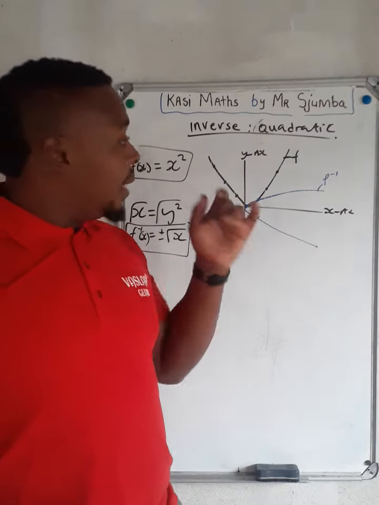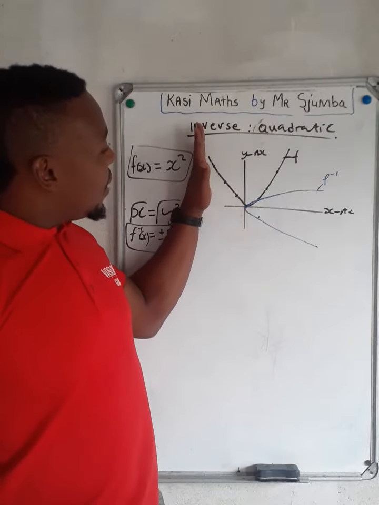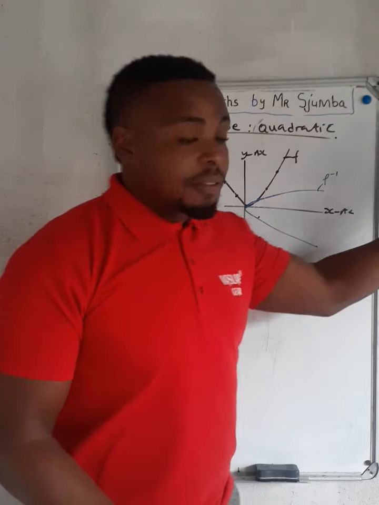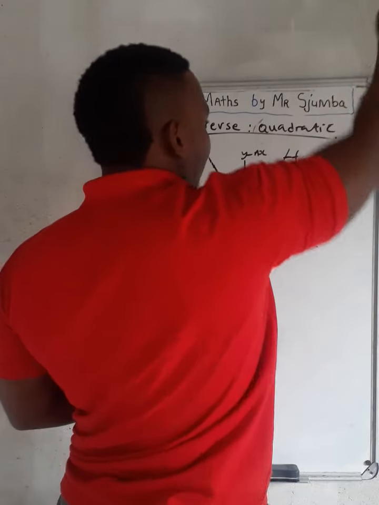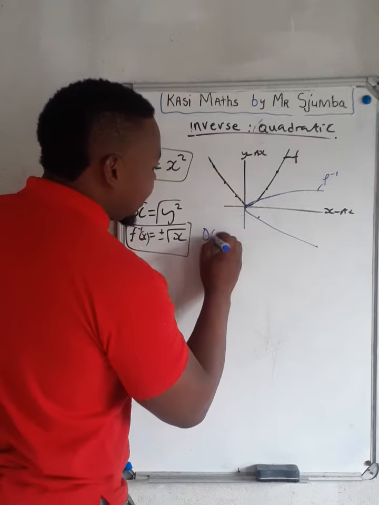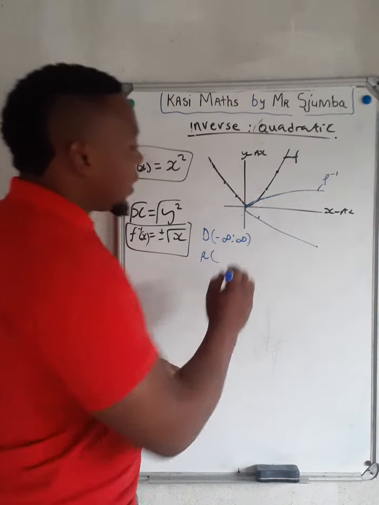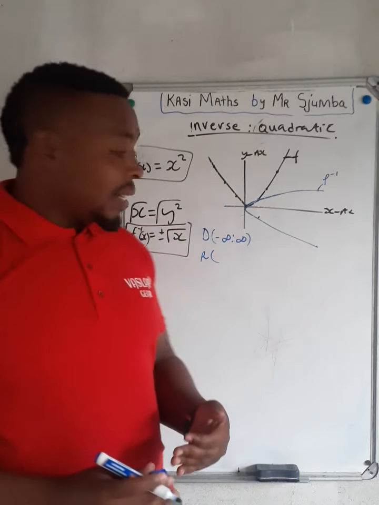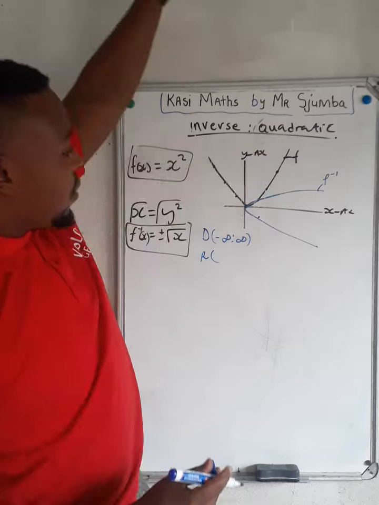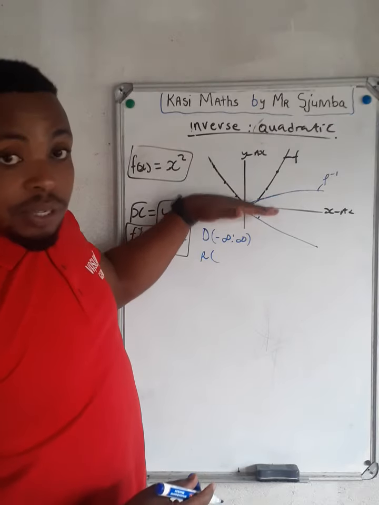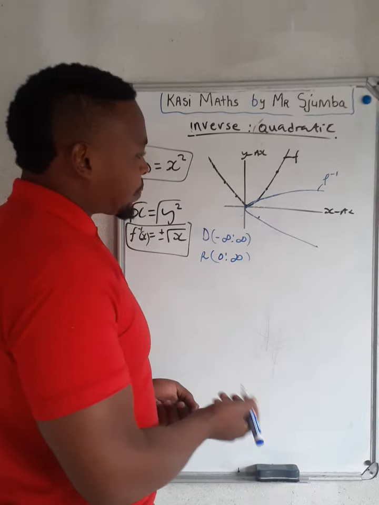Currently, the domain of f, the domain of the parabola, is from negative infinity to positive infinity. It means our graph here continues, and the graph here continues. So the domain currently is negative infinity to positive infinity. The range of f currently is from 0 to positive infinity, because the graph goes from 0 to positive infinity.